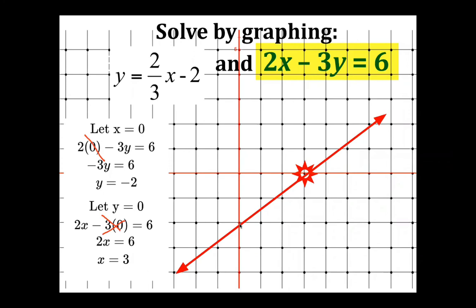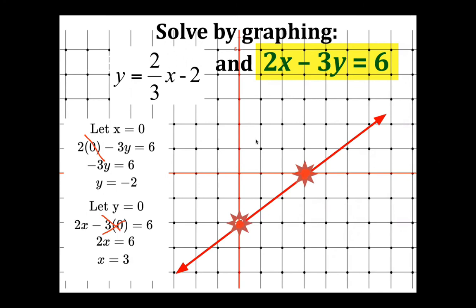So our y-intercept is -2, and our x-intercept is positive 3. Now if you notice, both of these two points lie on our previous line. So if we were going to connect this line, we'd see that it's the exact same line as y equals 2/3 x minus 2. And if you were to rearrange this equation, 2x minus 3y equals 6, into slope-intercept form, you'd see that they'd be the exact same equation.